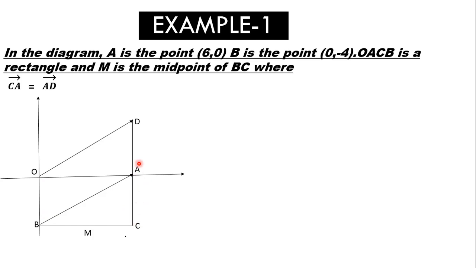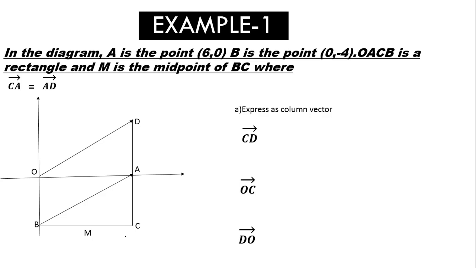Now this point A has the coordinates (6, 0), so it means that OA is moving in the x direction only, which is equal to 6. And similarly OB is given, which is (0, -4), so this distance from O to B is 4. In the first part of the question, what we have to find is to express a column vector for CD. Then in the following parts, we have to calculate OC and DO.